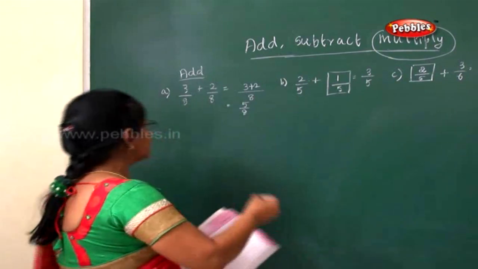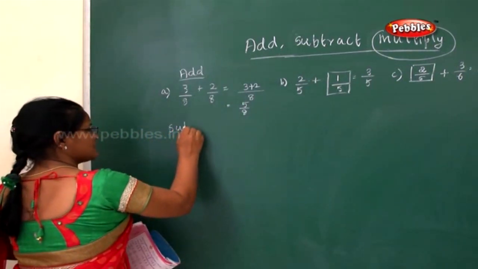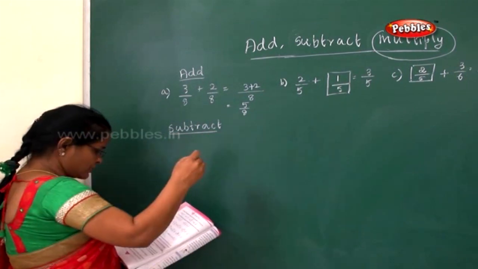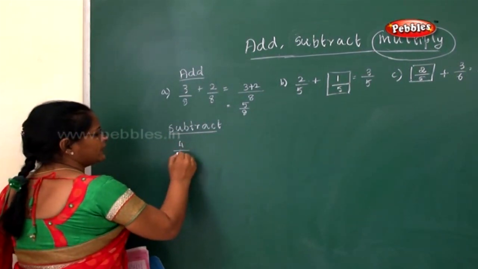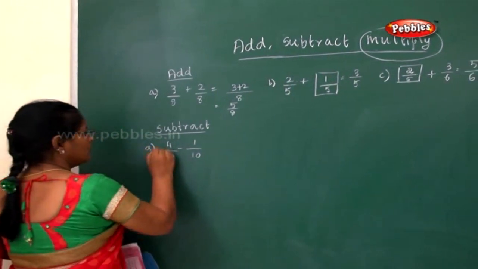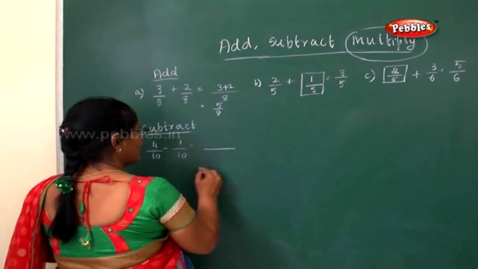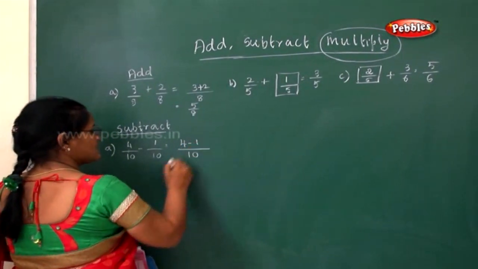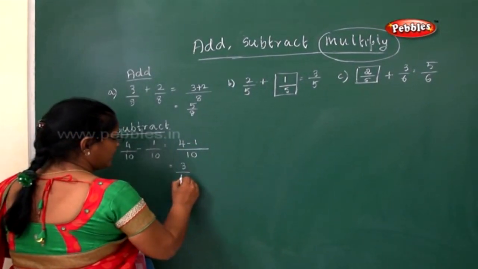Now the next sum is subtraction. Next is subtraction in your practice time. Now how will you do subtraction? 4 by 10 minus 1 by 10. Now how will you do it? The same way. Retain the denominator 10 here, and the numerator is 4 minus 1. It is 3 by 10.